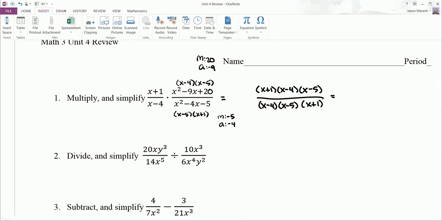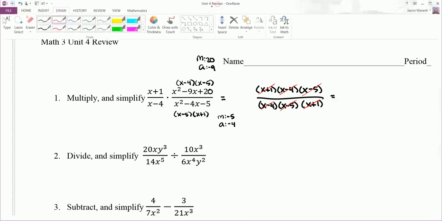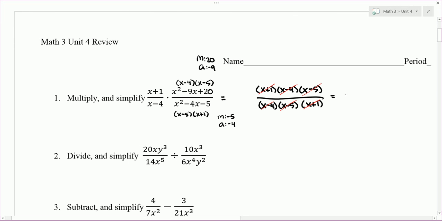Well, x plus 1 divided by x plus 1 is 1. x minus 4 divided by x minus 4 is 1. And x minus 5 divided by x minus 5 is also 1. And so everything canceled out, and so this is just equal to 1.